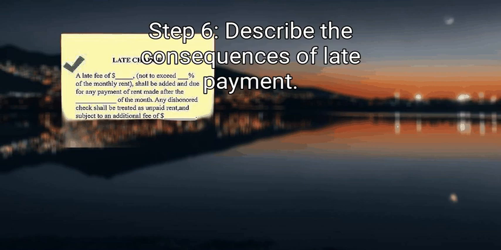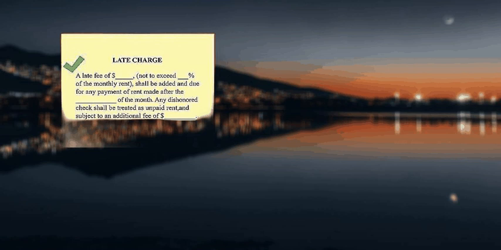Step 6. Describe the consequences of late payment. Having specified the rent, list late fees and penalties in the event the tenant doesn't pay the rent on time. Include notices you'll send to the tenant regarding late rent, and when you will file for eviction for unpaid rent. This portion of the lease is heavily dependent on eviction law in your jurisdiction. In many places, the law states specifically how many notices you must give the tenant before you can begin eviction proceedings, and how much time you must give them to pay.